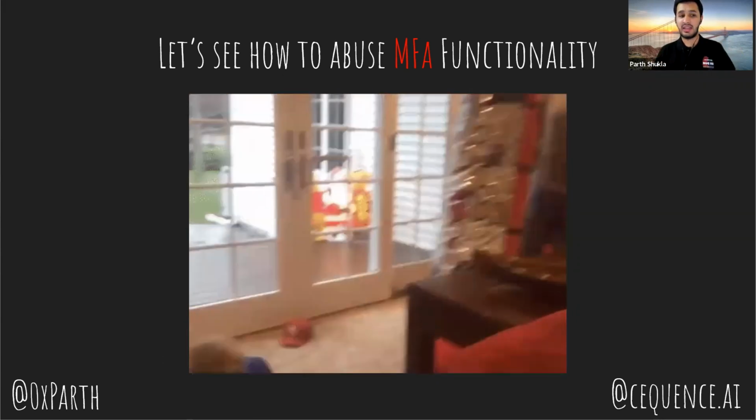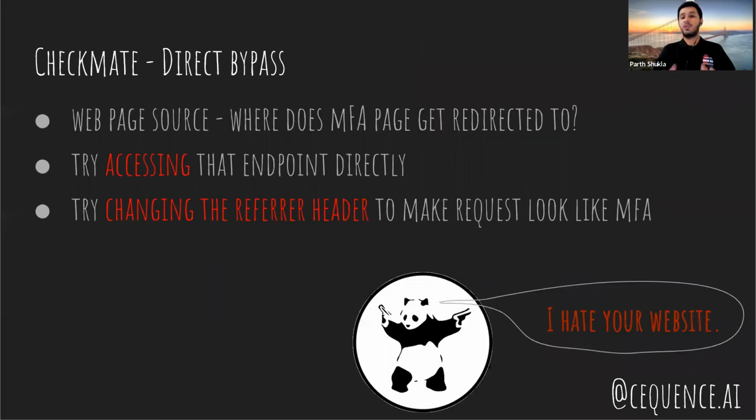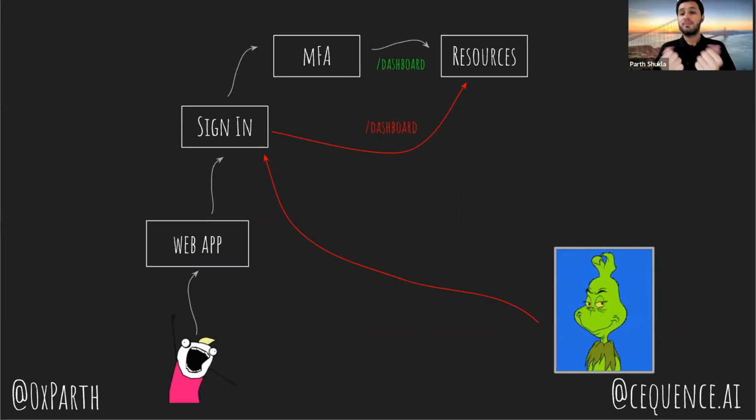So the first thing I want to discuss is the checkmate, which is the direct bypass. That is, how does an attacker easily get access to the system without changing literally anything. One mitigation of checkmate is checking the referrer header, which can be discussed later. But this is how the checkmate or direct bypass works.